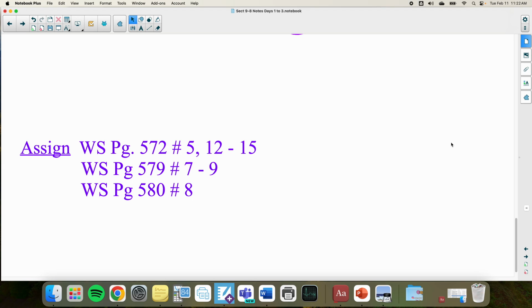So you guys, in this workbook up here, the 572 is on this page, and then there's 579 and 580. Okay, so that should be your answers.